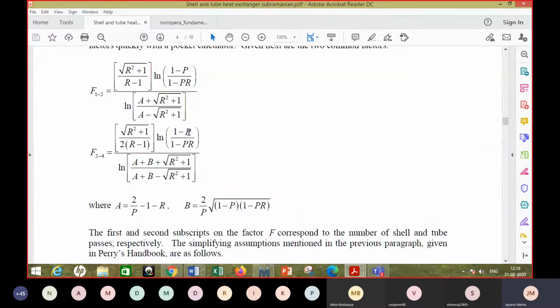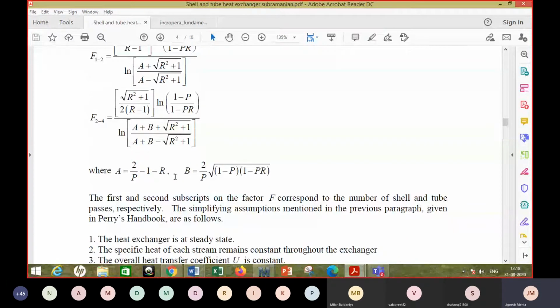In an exam, of course, if you have to use the formula, you have to do the calculations manually, which may be a bit tedious. But in real life, in the age of computers, calculations are very fast. So you can feed this into a program and very easily get the correction factor. Otherwise, there are graphs provided, and with the help of the graphs, based on P and R, you can get the value of F.